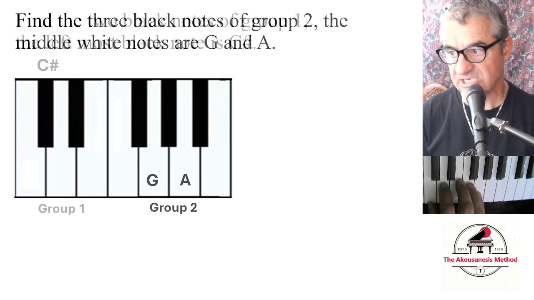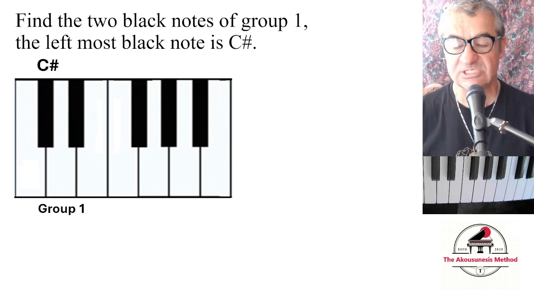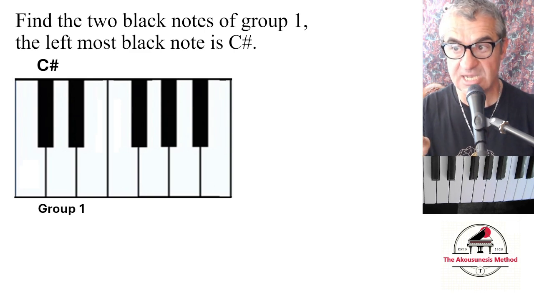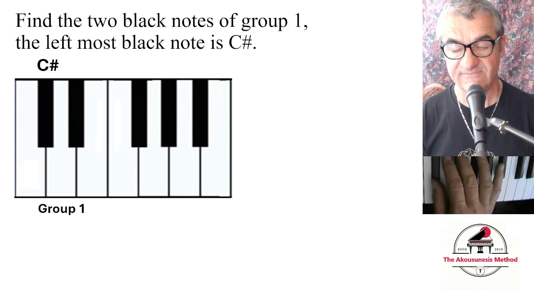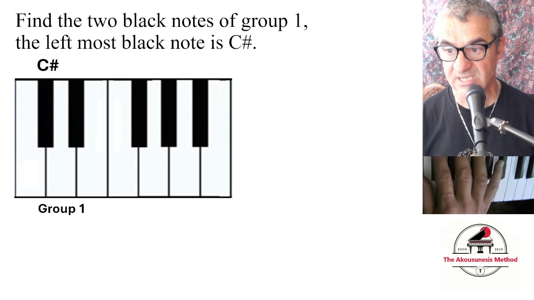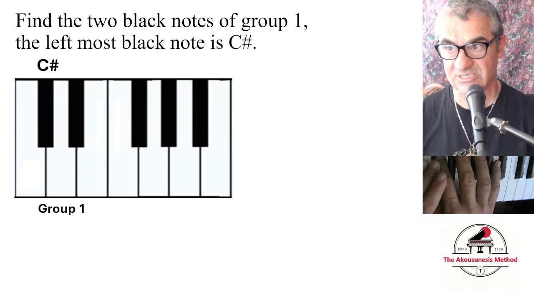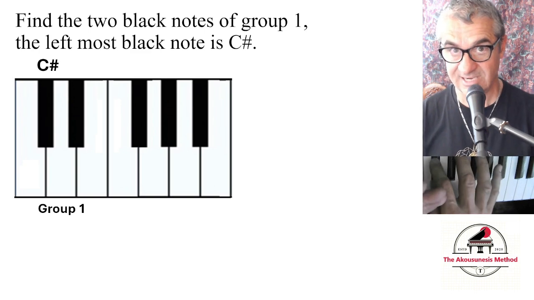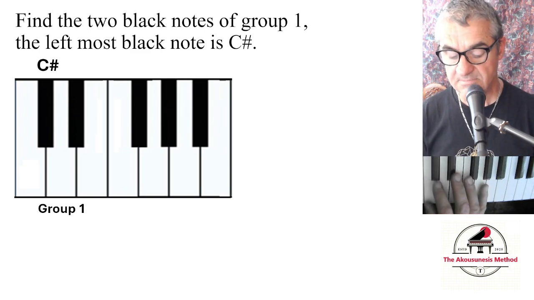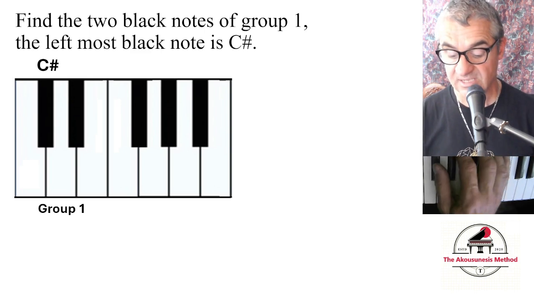Right? Let's continue. All right, so group 1, again, we're going to visualise the 2 black notes of group 1, and the note on the left, okay, is C sharp. Now you can find that C sharp two ways. You can visualise the space between the 2 black notes, right? And you can find the C note, and then a sharp note is the note to the right, right? That's one way to visualise it. But what we really need to do is be able to know that C sharp instantly by knowing that C sharp.